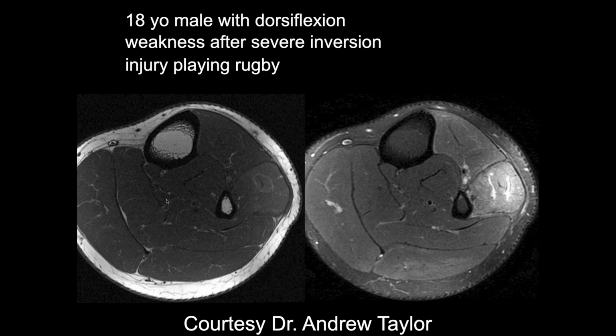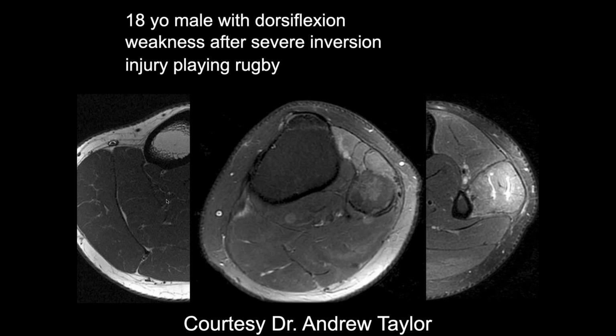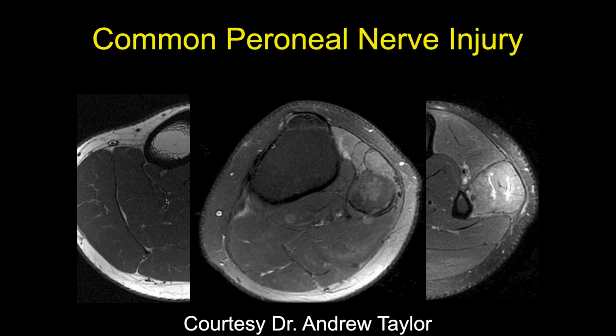All right, so this is a dorsiflexion weakness after a severe inversion injury playing rugby, and there's some edema in the peroneus longus muscle in the anterior compartment. And here higher up, we can see edema in that anterior compartment. I'd be concerned about an injury of the peroneal nerve. That's a common injury that's associated with inversion injuries of the ankle, but it's one that then leaves with foot drop.